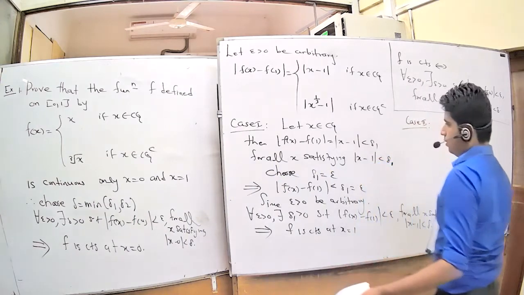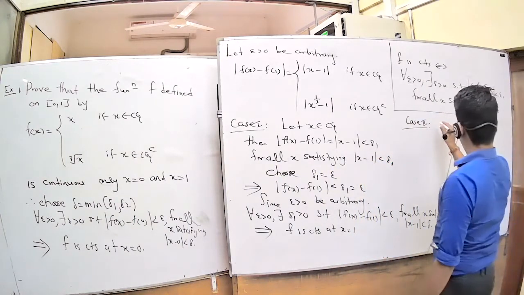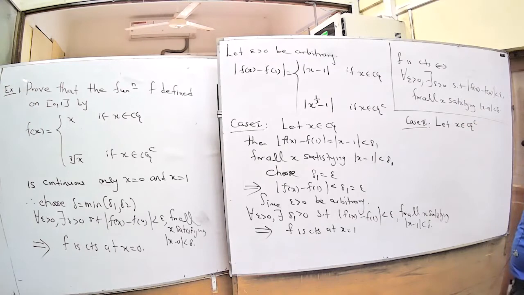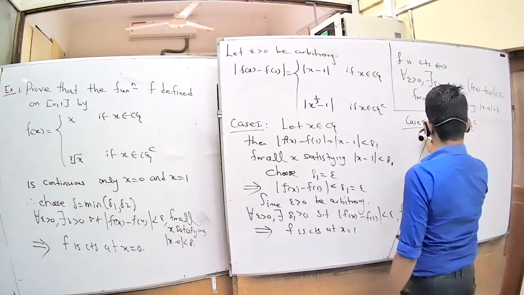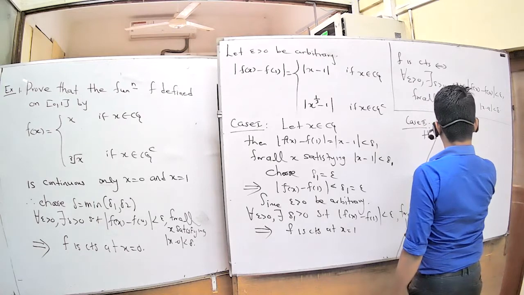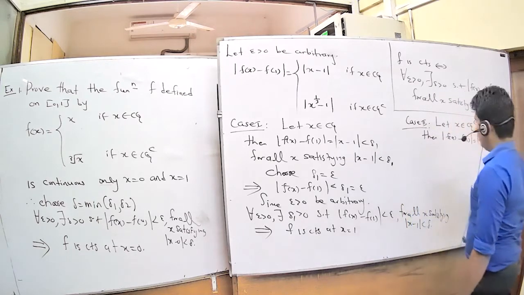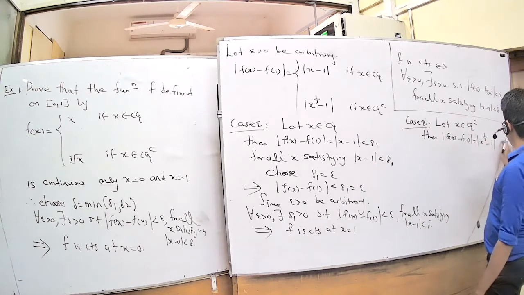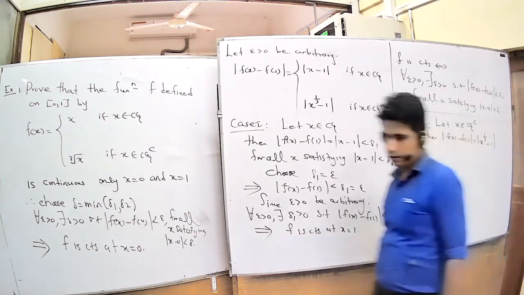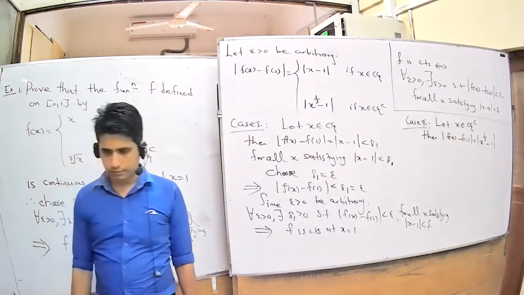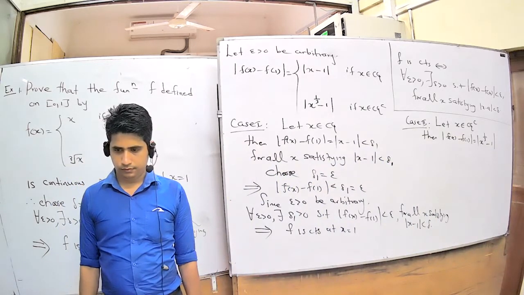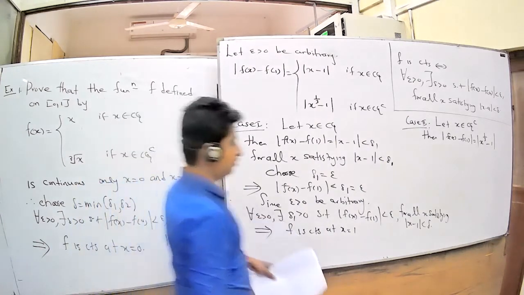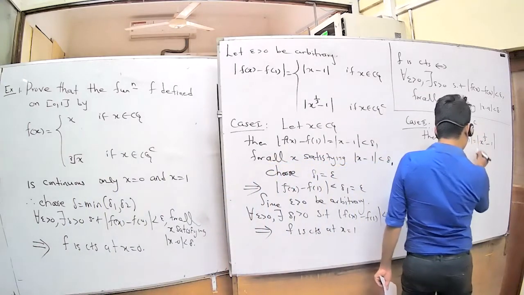Case 2, let x belong to the complement, the irrationals. Then your f of x minus f of 1, what is the value? It is x to the power 1 by 3 minus 1. Okay, this one you want to show is less than epsilon. That is your claim, right? This one is less than epsilon. Here we do some more steps because this question is a little bit harder. Is it okay?